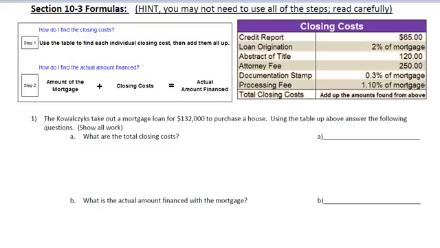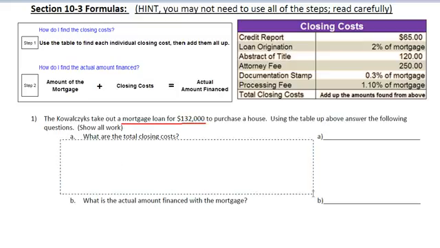Problem number 1 from your homework. The Kowalczyks take out a mortgage loan for $132,000. They're going to use it to buy a new house. Using the table up above, we need to answer the following questions. And we have to show our work, of course. What are the total closing costs? Well, the first thing we need to do is start adding all of those closing costs up.